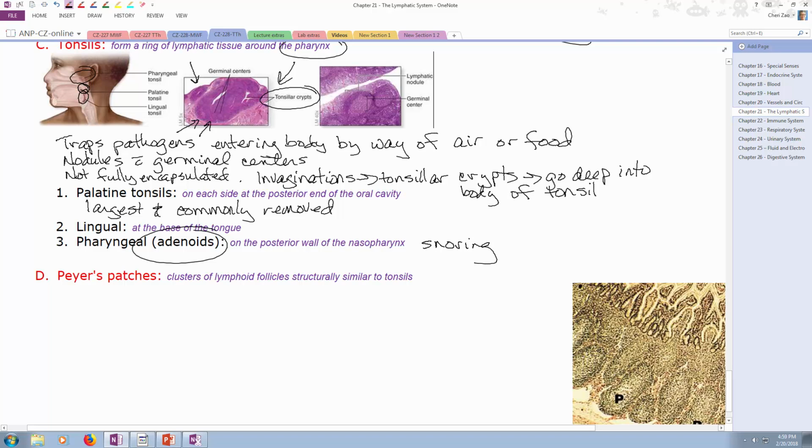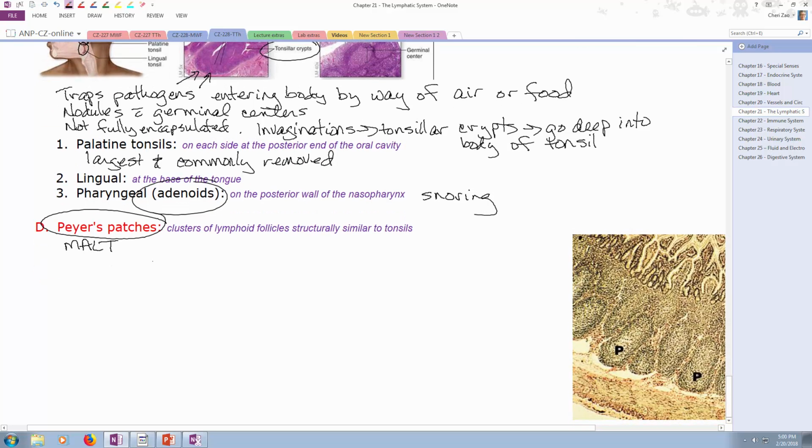Now Peyer's patches. That is also given a new name, MALT, M-A-L-T. But we're going to stick with Peyer's patches. But you will see in the notes something about MALT. Don't worry about it. Peyer's patches are lymphoid follicles structurally similar to tonsils. In other words, a dark outer area when you take a look at them histology, and a light germinal center area where you're going to find your B cells. And they are found in our ileum.